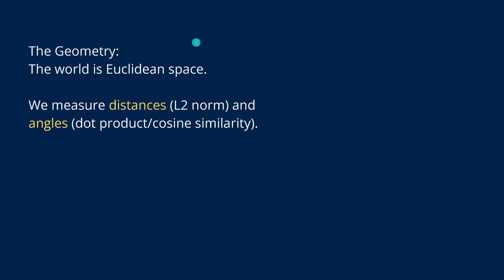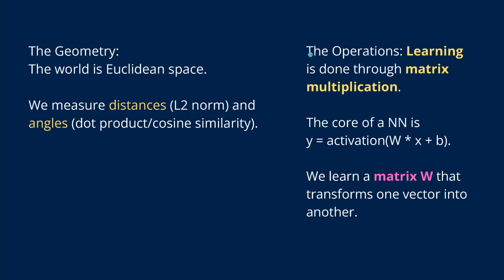The geometry that we operate in is the world of Euclidean space. We have to have operations on this Euclidean space. We have to measure a distance, how far two points are away. We have different norms, and we have to measure angles to determine the similarity of two semantic expressions. This we do with a dot product, a cosine similarity. You are familiar with this.